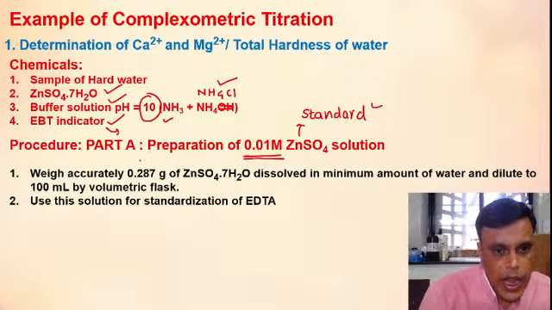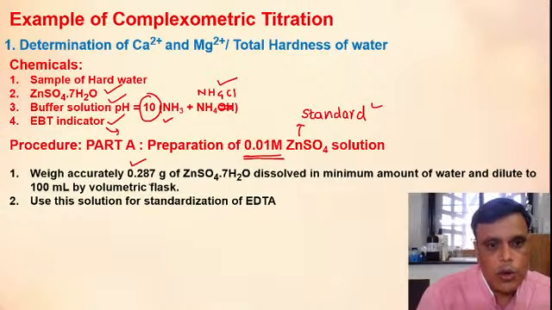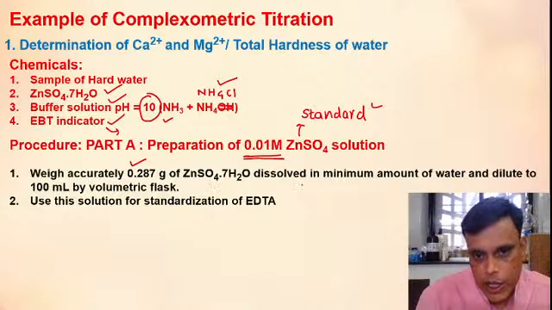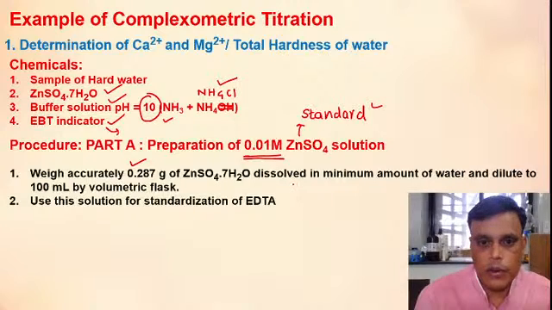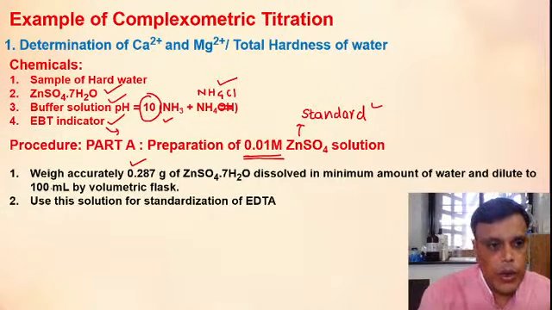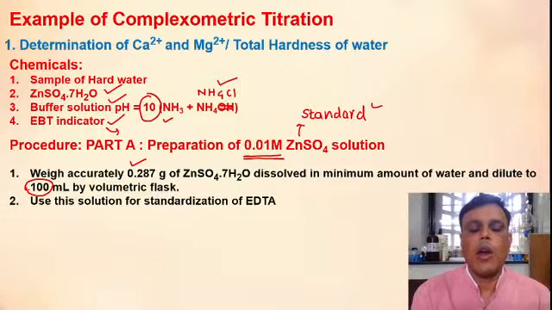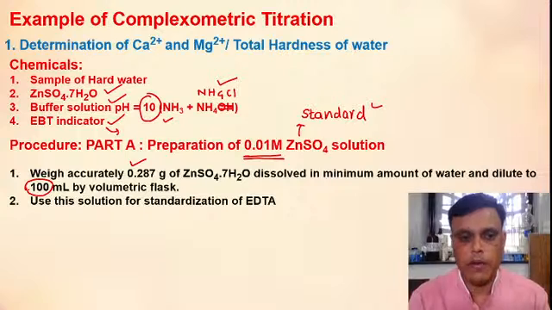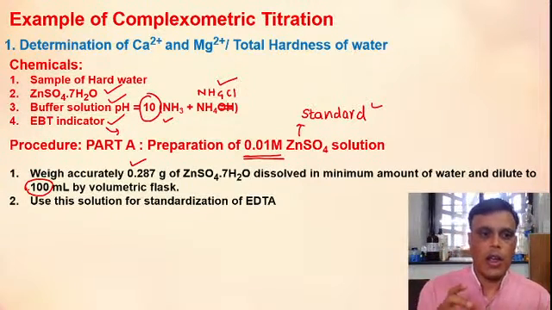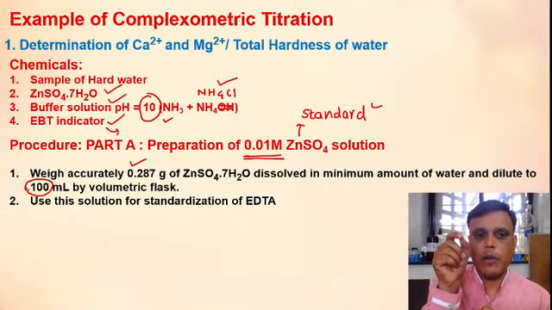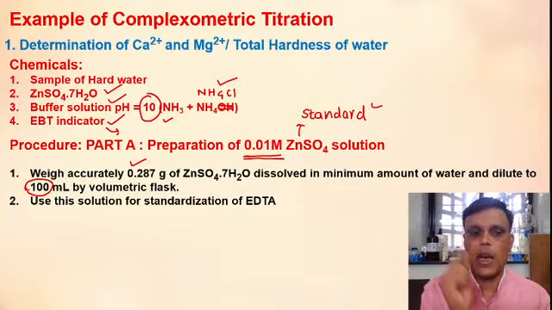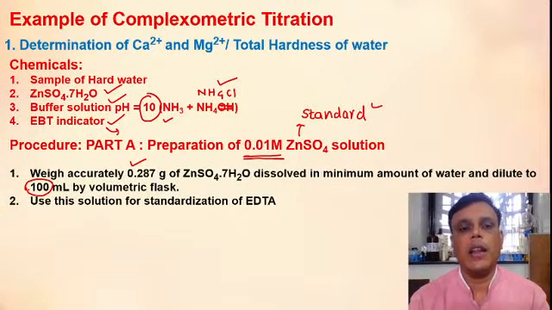See here, weigh accurately 0.287 gram of zinc sulfate and dissolve that zinc sulfate in a minimum amount of water and dilute it to 100 ml by using a volumetric flask. So please remember, while preparing a solution you have to use a volumetric flask. This volumetric flask has a specific volume. For example, a 100 ml volumetric flask will have 100 ml volume, and at the neck of that flask you will see a circular mark, and up to that mark you have to dilute the zinc sulfate by using distilled water.